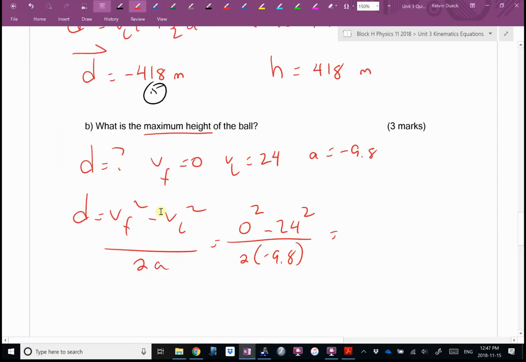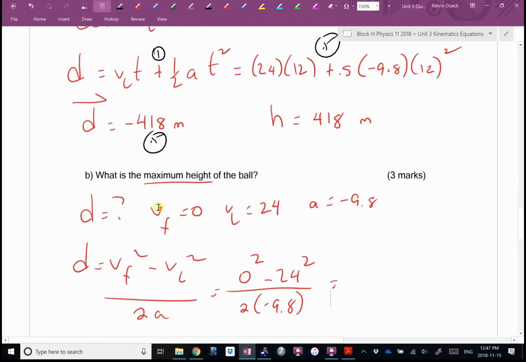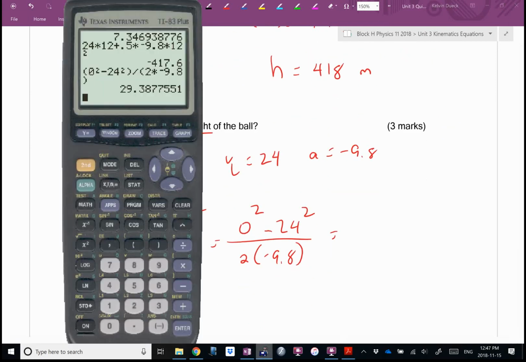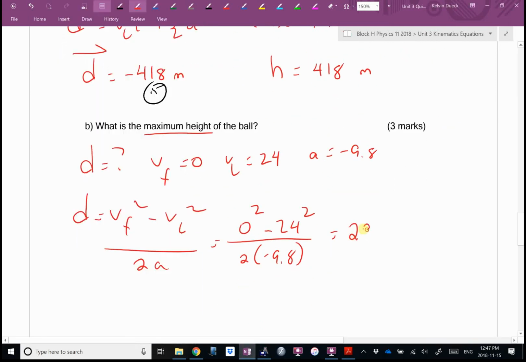29.4. Is that right, Mr. Dueck? Did I use the right numbers? Yeah, I did. 29.4. Have you got that? Why is that wrong? Yeah. You have to add the height of the cliff. Oh. This just found that height.